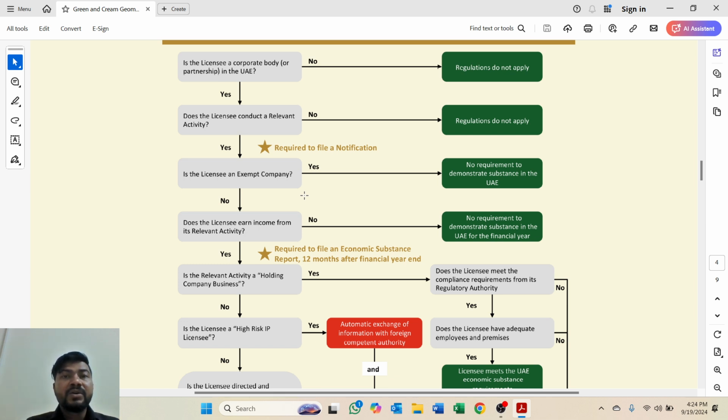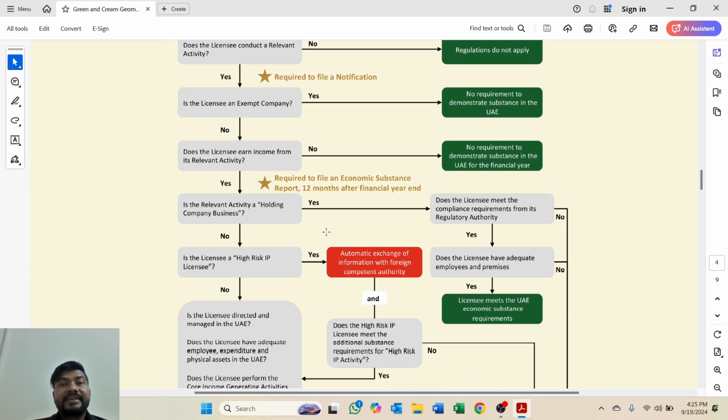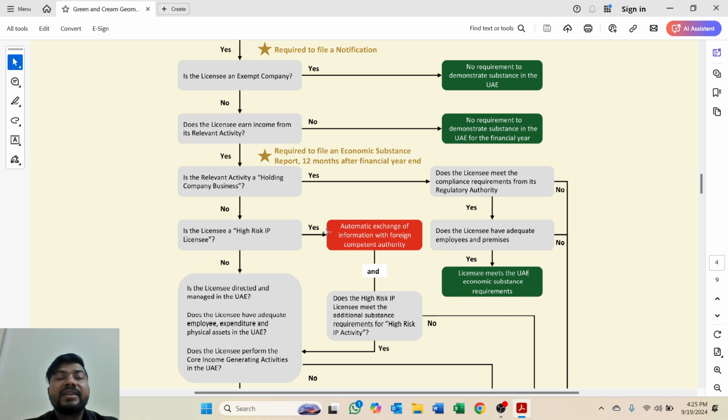If in case of no, we'll see whether the licensee earns any relevant activity income or not. If not, in that case, again, they don't need to file an economic substance report. It means there is no requirement to demonstrate the substance in the UAE for the financial year in which they have not earned. However, they need to file a notification form. Now, if they earn, in that case, they must file the economic substance report within 12 months from the end of its financial year.